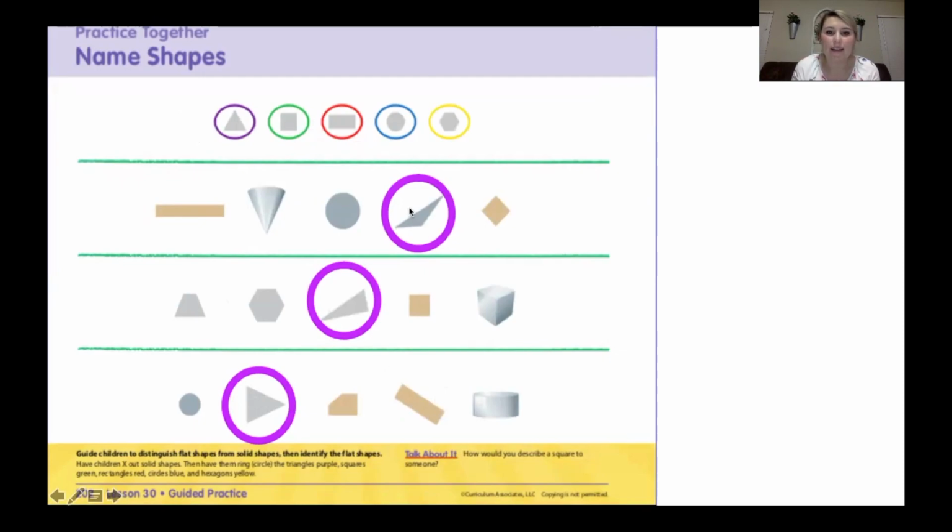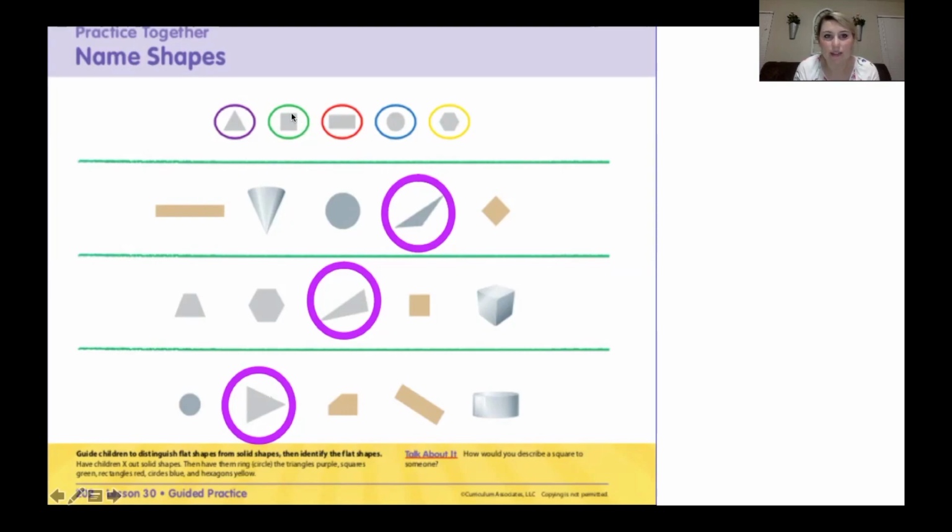So let's look at the top. We have a triangle on the first row, and I circled it because it has 3 sides and 3 corners. So I know that that is a triangle. In the second row, I found this triangle, and I know it's a triangle because it has 3 corners and 3 sides. Same with the last row. I circled that triangle because it has 3 sides and 3 corners. So let's go on to our next shape.